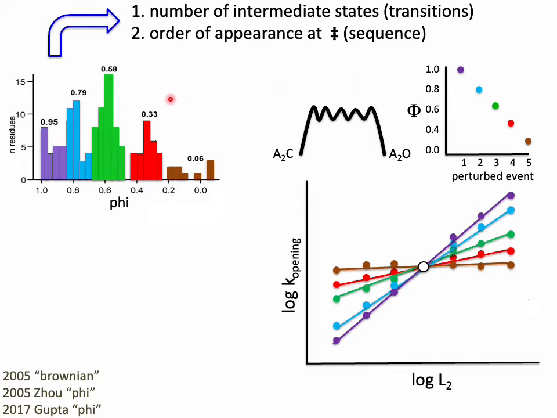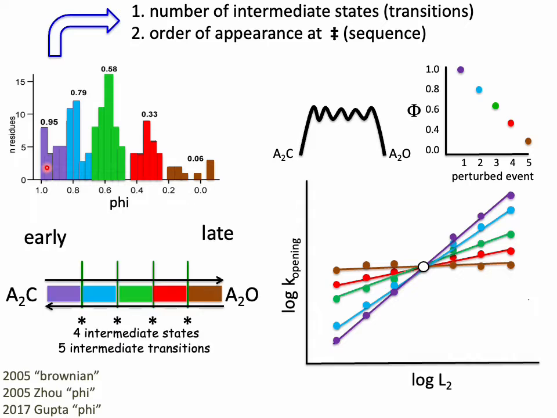So the fact that there are 5 phi populations means that there are 4 intermediate states, and we can put them in sequence from purple being the earliest to brown being the latest. So we can go from early to late in the reaction chain, and we now know there are 4 intermediate states and 5 intermediate transitions. Although this was done by simulations in 2005, we soon thereafter figured out the analytical form for calculating phi. The key assumption was to make the lifetimes of these intermediate states vanishingly small relative to the end state lifetimes.